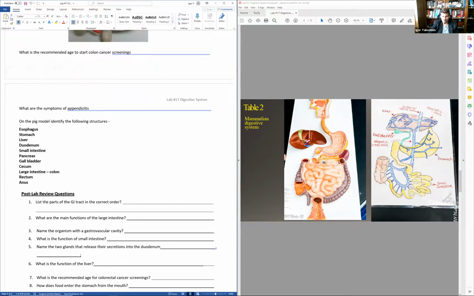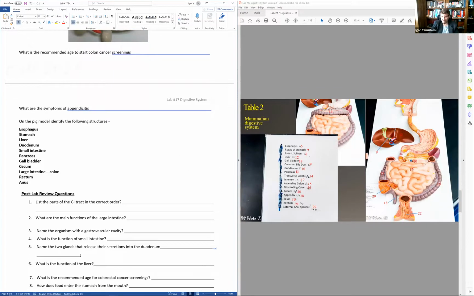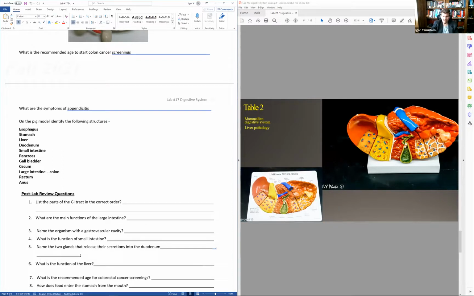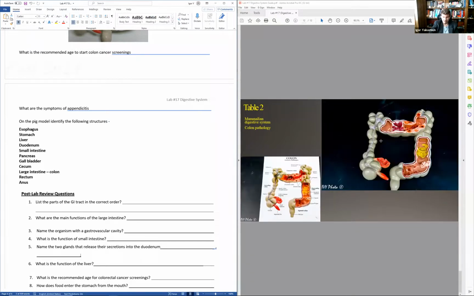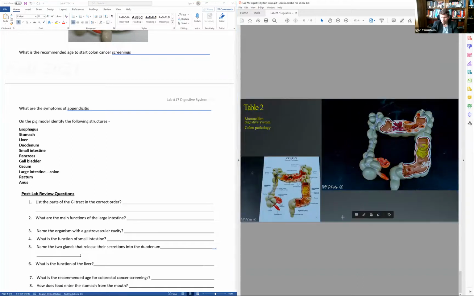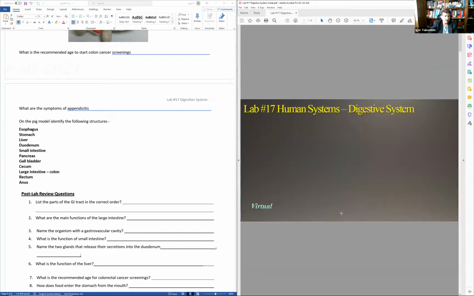Anyway, on the pig model, I labeled the organs for you, so you will not have any major issues. Here we have the pathogenic type of the liver. We're talking about gallbladder stones, all kinds of cancers, etc. And I think that particular picture is showing you what issues you might have in a large intestine. But basically, let's take a look at a pig model.